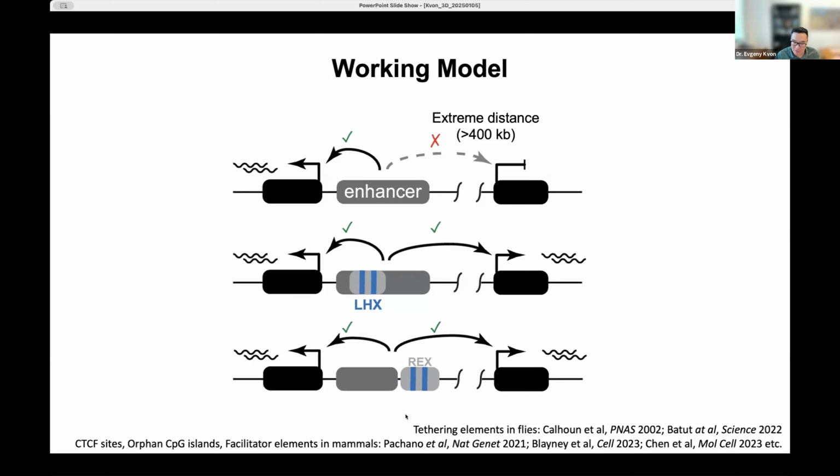And so there is some similarity between this Rex element and tethered elements that we discovered in flies, and also other facilitator elements. And the similarity is just conceptual, because it's an element that is not an enhancer, but it assists the enhancer in activation of the gene. And I think we'll find more of this type of elements in future.